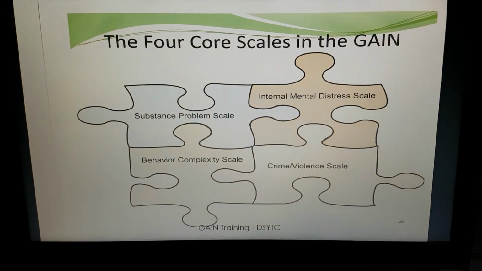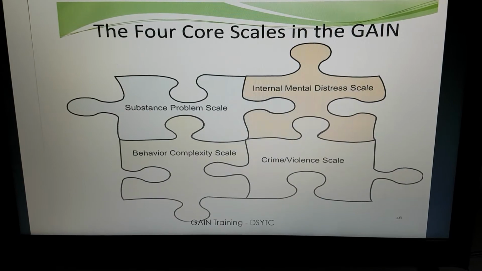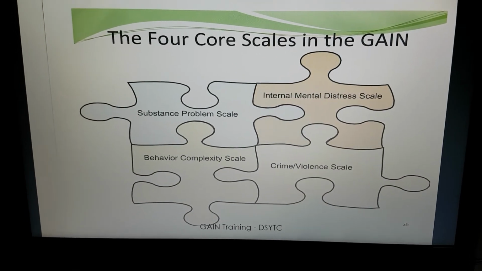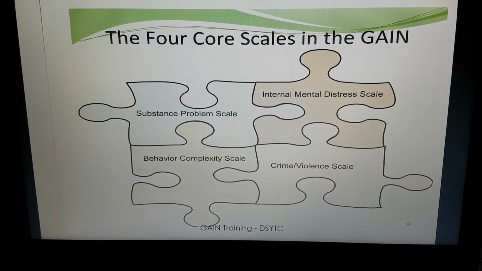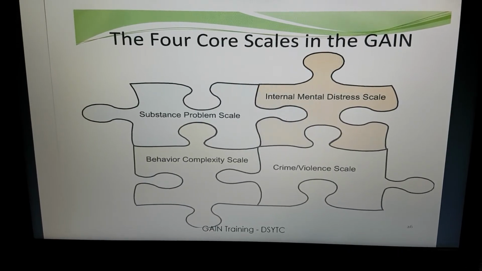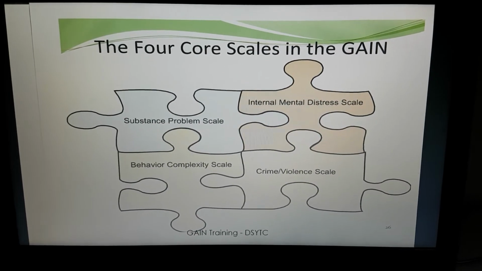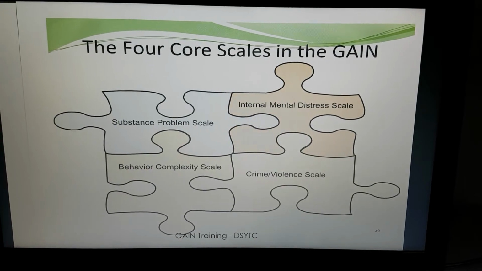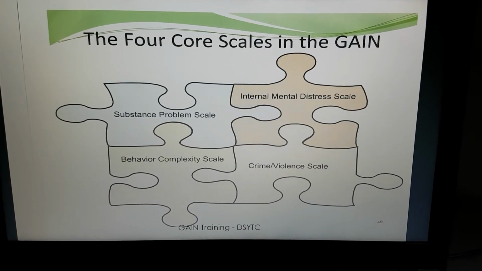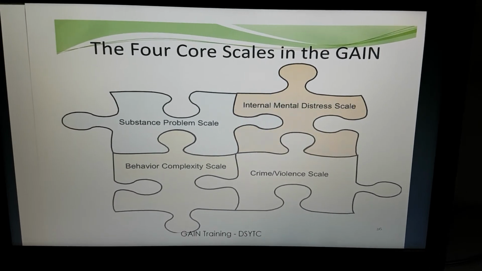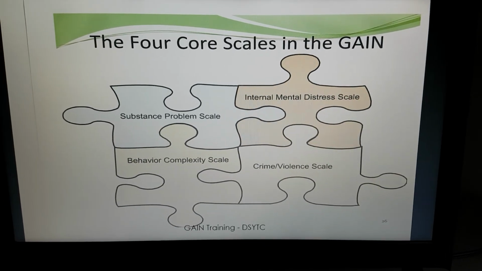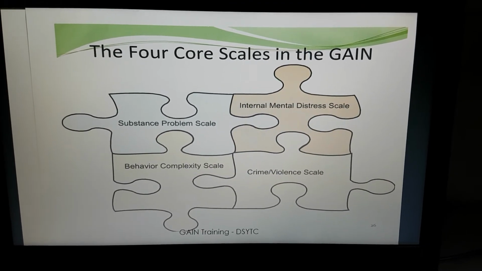So this is actually a picture of what I went over. There we have the substance problem scale, the internal mental distress scale, the behavior complexity scale, and the crime and violence scale. I thought this was just a nice little image that shows you what the GAIN-I entails and how they all fit together in that puzzle that makes up what a person is actually going through and who they are.